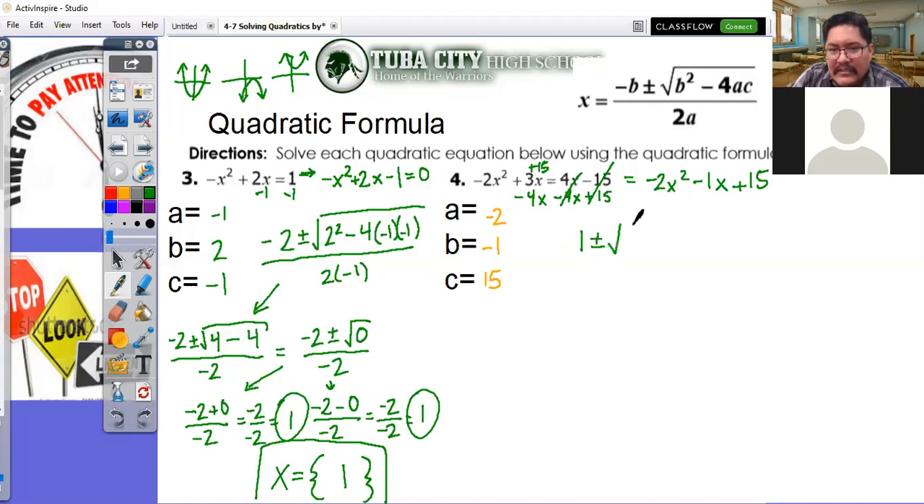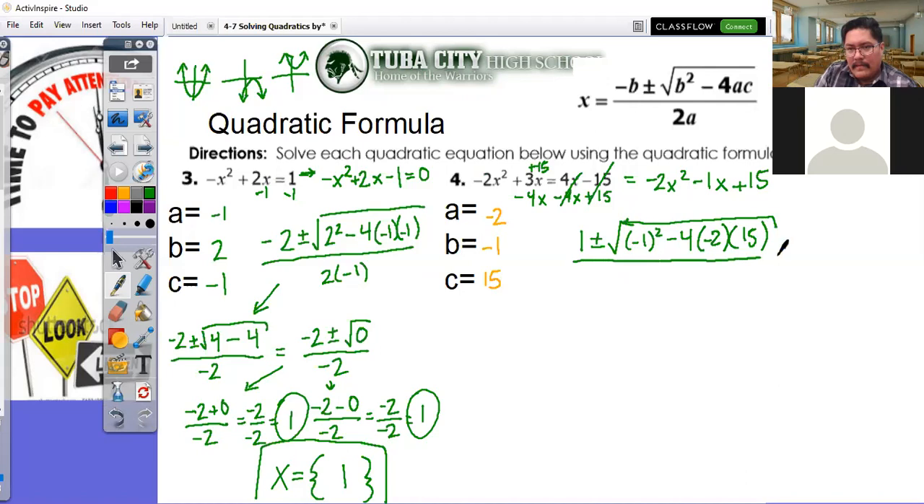Plus and minus the square root of b squared, so -1 squared, minus 4 times our a value times the c value. And make sure this thing goes all the way across here. And then 2 times 2a, which in this case, our a value is -2. So put -2 in the bubble there.